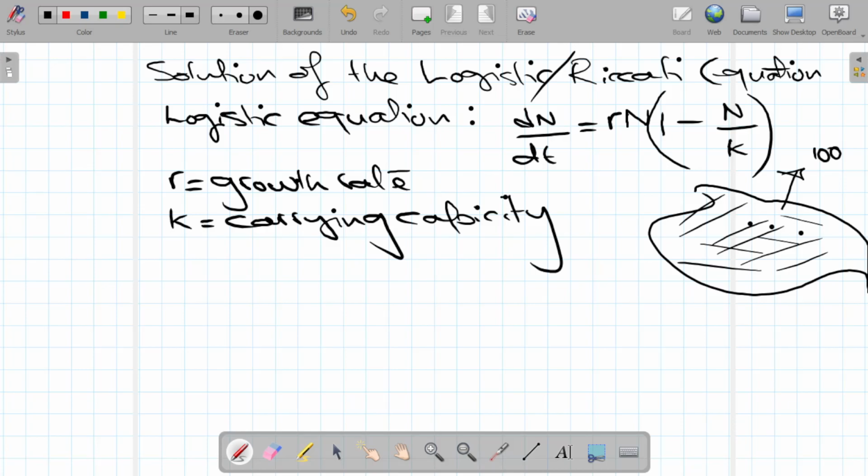Now, you can have modifications of this equation. dn by dt is equal to Rn all times in brackets 1 minus n over k, close brackets. In fact, actually, we'll call that equation 1, just in case we need to refer to it. As I said, you can have modifications of this equation.